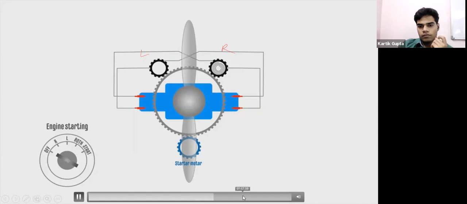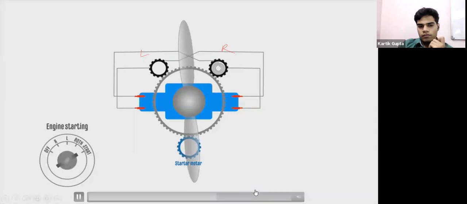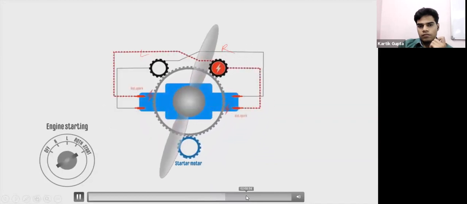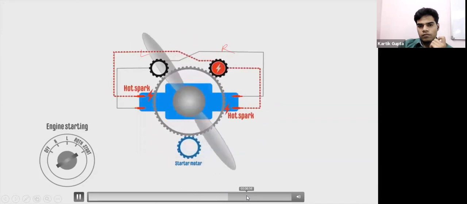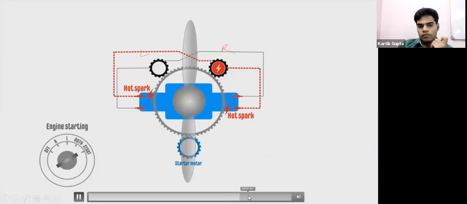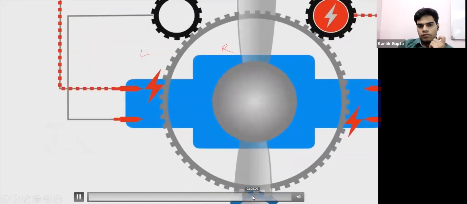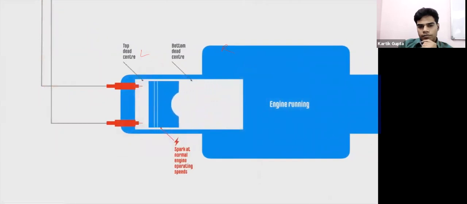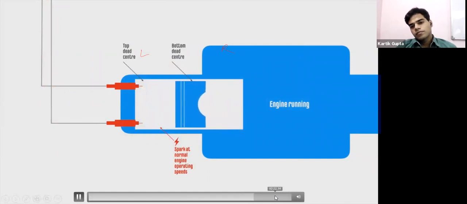When the engine starts, a certain amount of potential energy is stored within the spring. When the coil releases, it accelerates the magneto rapidly to generate sufficient current to create a hot spark. In addition to this, impulse coupling delays the spark. When the engine is not starting but running at normal operating speeds, the spark occurs just prior to the piston reaching the top dead center.